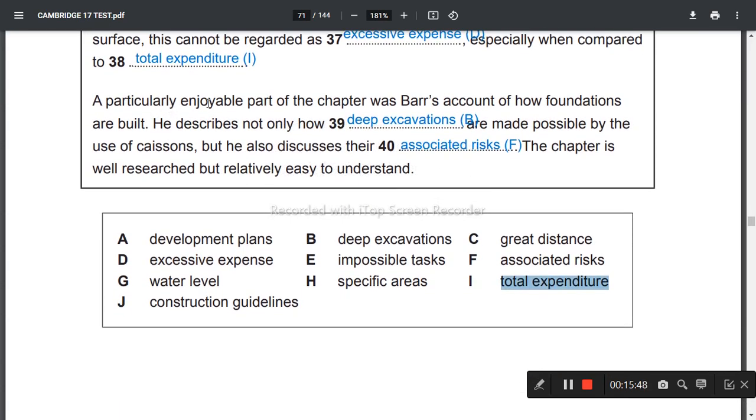A particularly enjoyable part of the chapter was Barr's account of how foundations are built. He describes not only how deep excavations are made possible by the use of caissons, but he also discusses their associated risk. F. The chapter is well researched but relatively easy to understand.